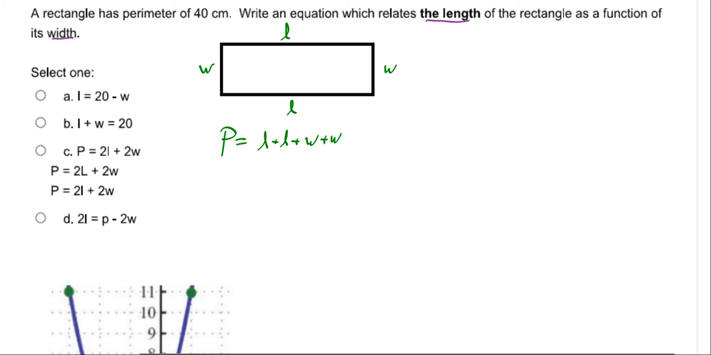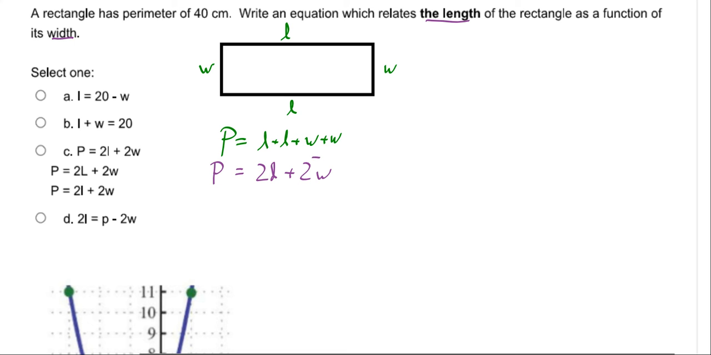So we know we're dealing with perimeter. Perimeter is you add up all the sides, length and length and width and width. There's two lengths and two widths to get one perimeter for a rectangle. We want the length to be equal to something, so we want to solve for L.